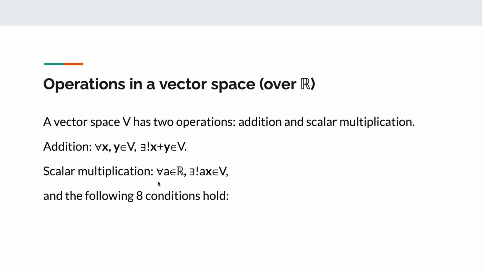Scalar multiplication. We define the vector ax, meaning the scalar a multiplied to vector x, as a unique vector in vector space V. That means for all real numbers a, there exists a unique ax belonging to V, and the following 8 conditions hold.